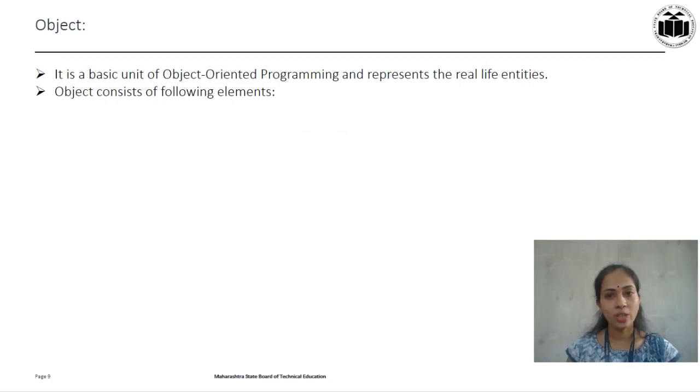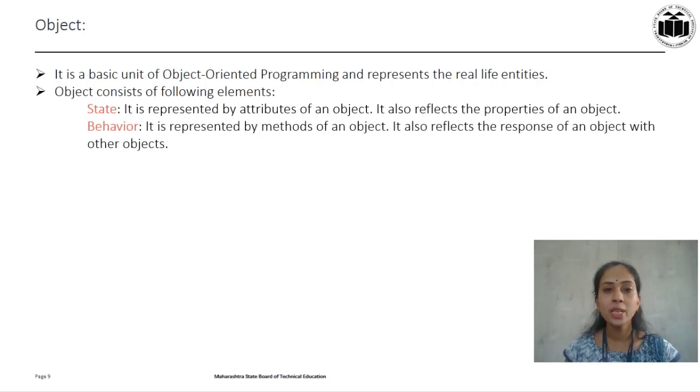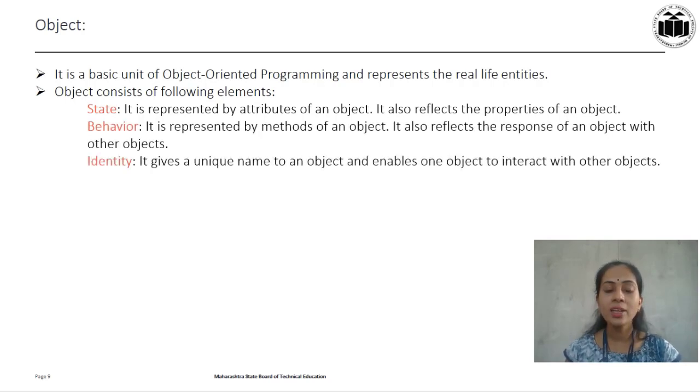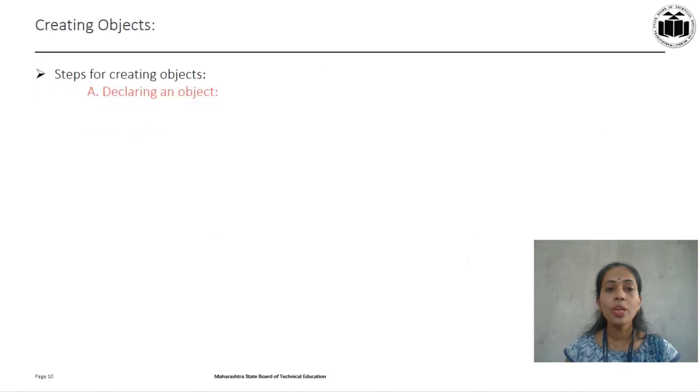Now what do we mean by object? It is a basic unit of object-oriented programming and represents real-life entities. It consists of the following elements: state, which is represented by the attributes of an object; behavior, which is represented by the methods of an object; and identity, which gives a unique name to an object. For example, identity: name of the dog; state and attributes: age, breed, color; and behavior: sleep, bark, eat. Now in the next slide we will see how to create an object.